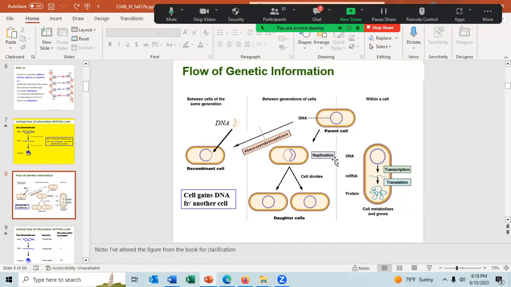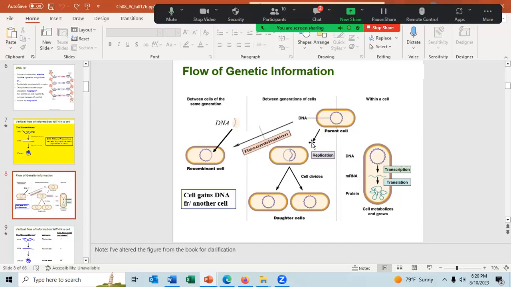But between generations of cells, the information can move from the parent cell to the daughter cells. Or for humans, the information from the DNA can move from two parents to the DNA in the offspring. And that we call the flow of information between generations of cells, or in people, the flow of information between generations. Any question about any of that?